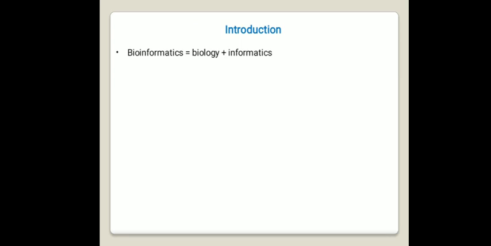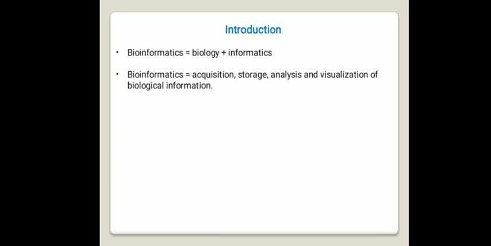The term bioinformatics is basically a combination of biology and informatics. Bioinformatics is the science concerned with development and application of computer hardware and software to the acquisition, storage, analysis, and visualization of biological information.